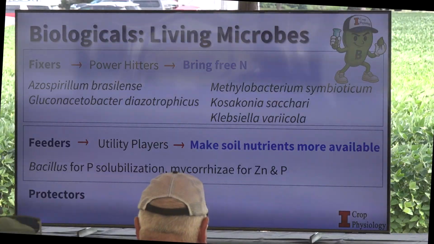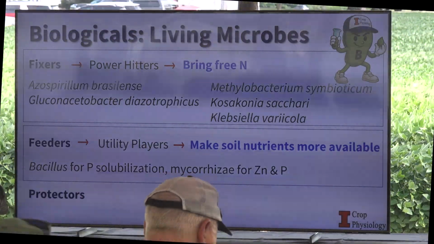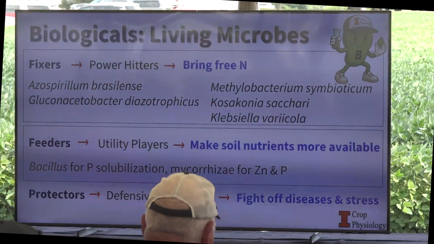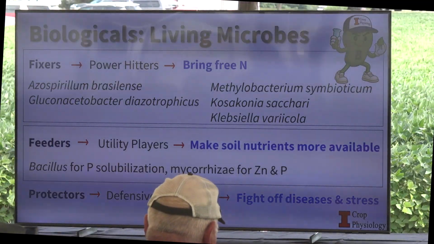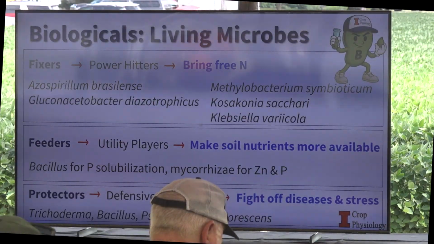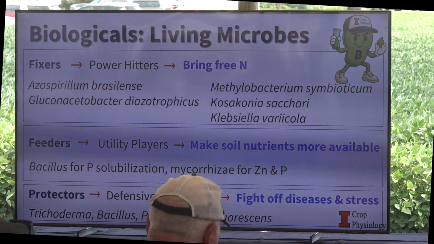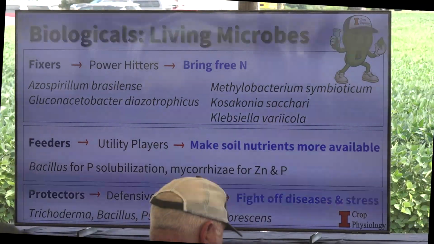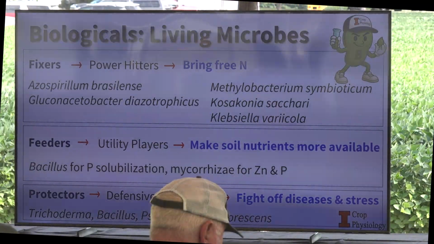And the third group we have here are the protectors. This group we call the defensive specialists. These guys will help the plants fight diseases and stresses during the season. So we also have here some Bacillus strains, Trichoderma, and Pseudomonas. So these are the living microbes.